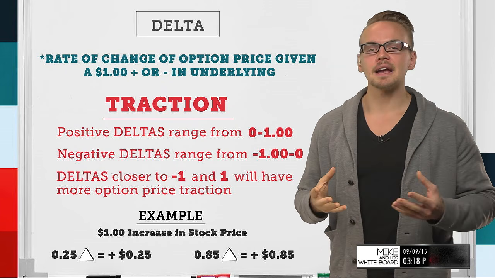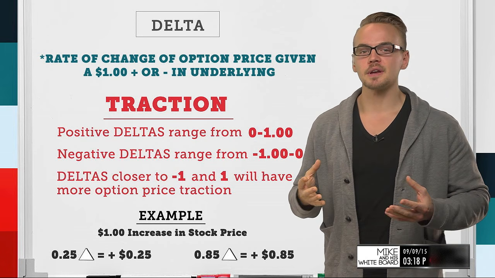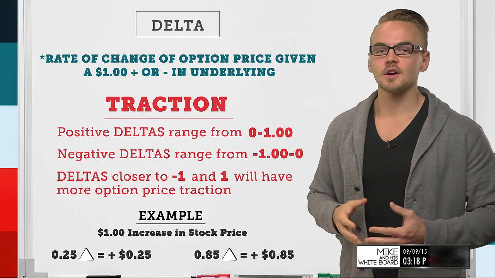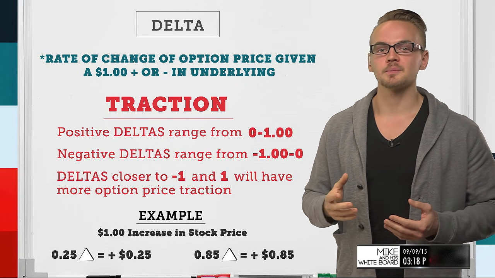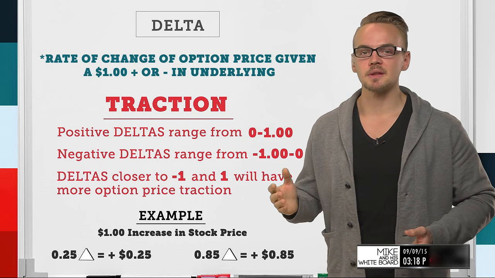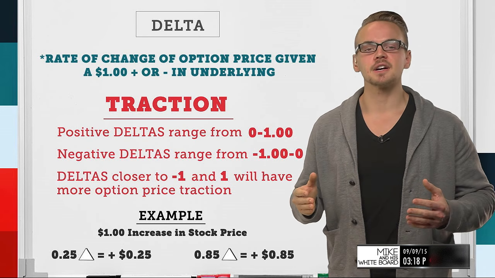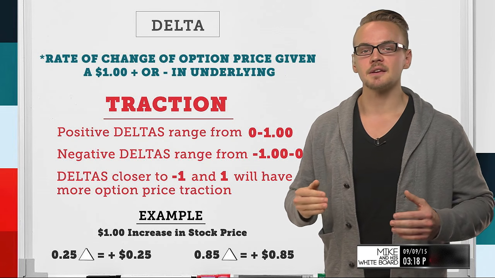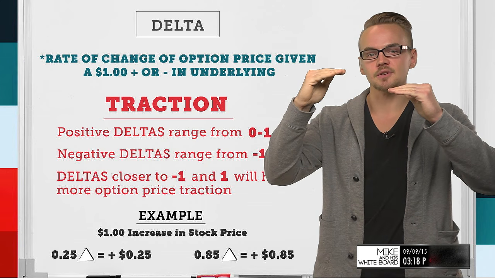Also, if I have a higher traction delta, like 85, which is going to be a pretty high delta, if I'm looking at calls, this is going to be a deep in the money call if I'm buying that call. And for puts, it's going to be the same thing, deep in the money if I'm buying that put. But in any case, if I have an 85 delta and it's a positive delta, and I have a $1 increase in the stock price, now I should have an 85-cent increase in the option price.